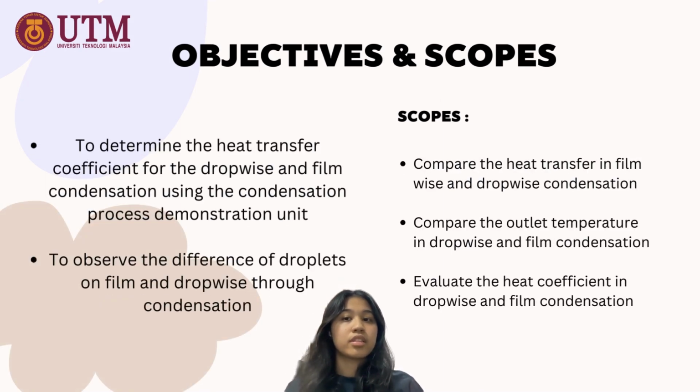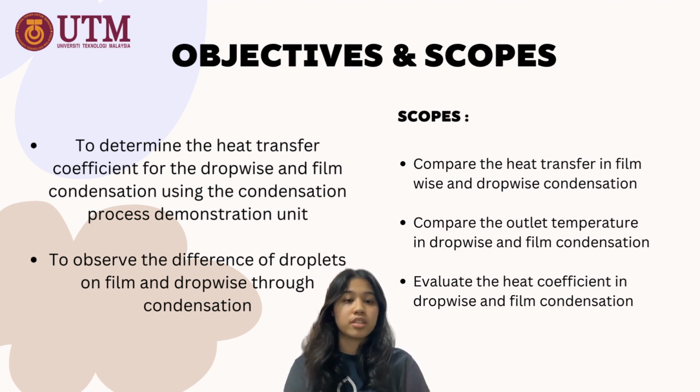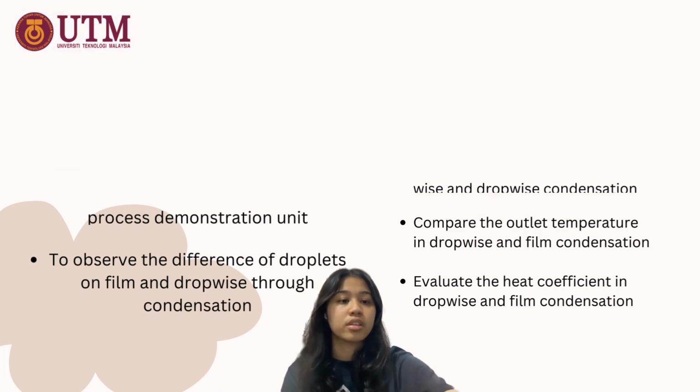The objective is to determine the heat transfer coefficient for the dropwise and film condensation using the condensation process demonstration unit. The second one is to observe the difference of droplets on film and dropwise through condensation. The scope that we get is to compare the heat transfer in both film-wise and dropwise condensation, and to compare the outlet temperature in dropwise and film condensation. Lastly is to evaluate the heat coefficient in dropwise and film condensation.